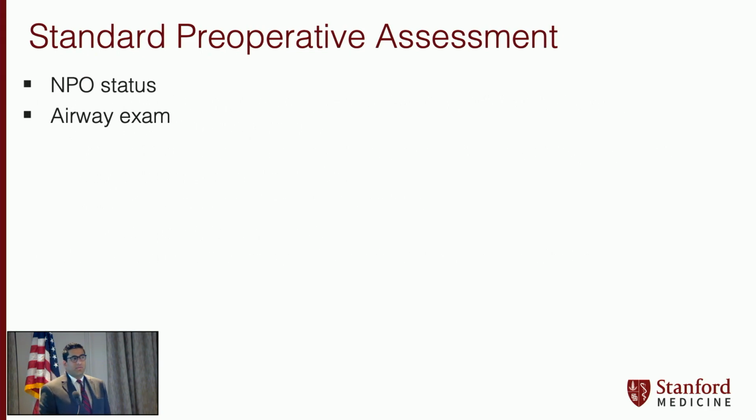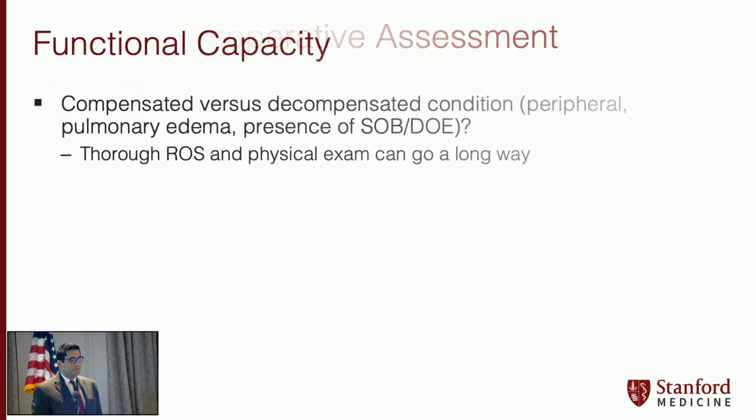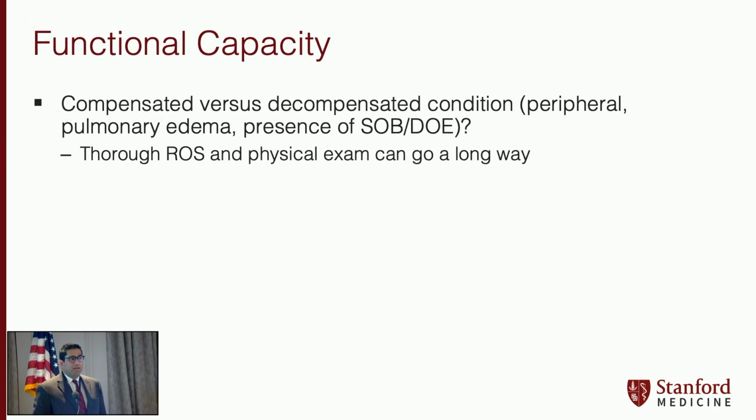So, of course, we won't belabor a standard preoperative assessment, but especially important is your NPO status and an airway exam. Functional capacity is an easy indicator to evaluate how stable these patients are, if they can be compensated versus decompensated, and easy ways to evaluate that would be peripheral edema or pulmonary edema on a chest x-ray and the presence of shortness of breath or dyspnea on exertion. A thorough review of systems and a physical exam can go a long way.